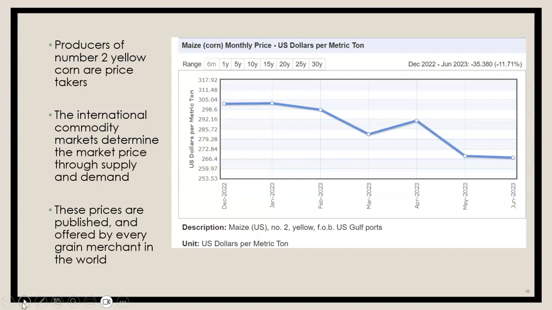So the international commodity markets, the supply and demand for this feed corn, determine the market price. And these prices are published daily and offered to every grain merchant in the world. So if you're a farmer growing number 2 yellow corn and you want to know if I sell my corn today, you could pull up a chart or a price quote like this. You could find out what the price is that you would get. If you try to charge a higher price at your local grain merchant, they'll tell you, sorry, nope, this is the price. And you'll have to accept it.